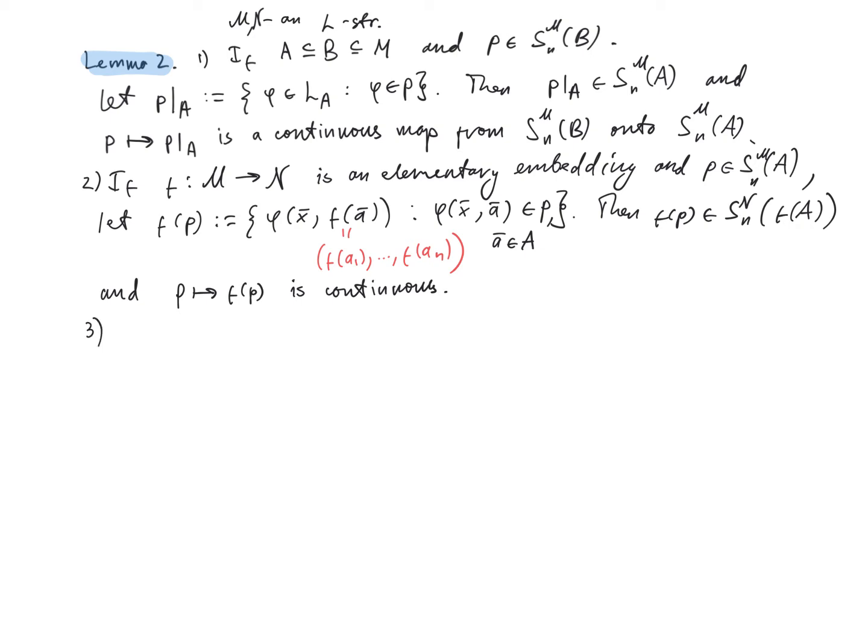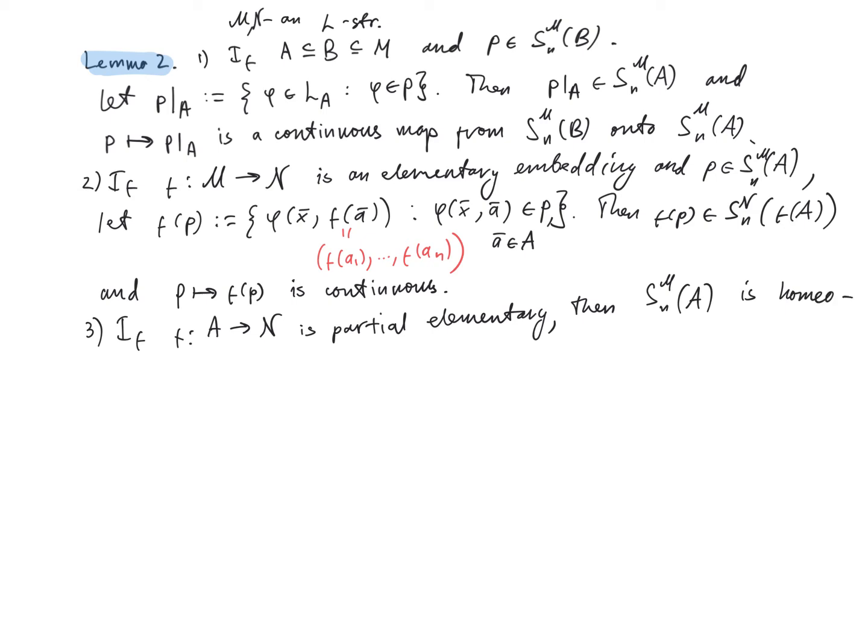And 3, if f from A to N is a partial elementary map, then S_n(A) is homeomorphic to the space of n-types in N over the image of the parameter set A.